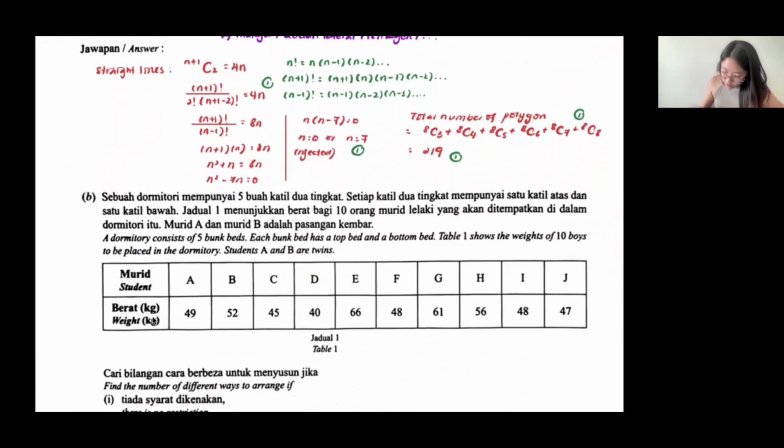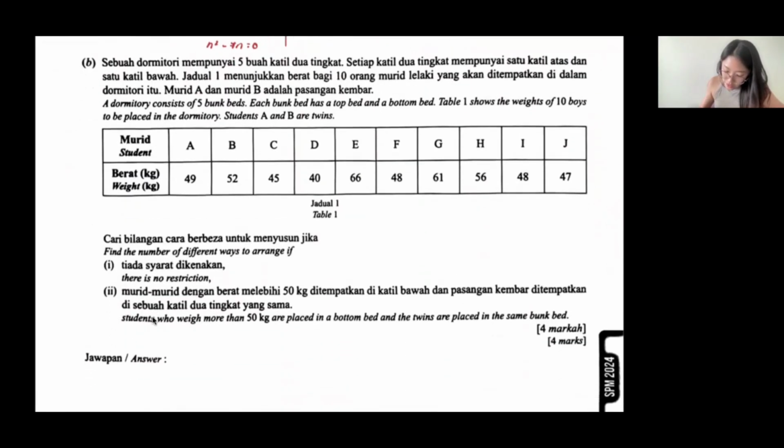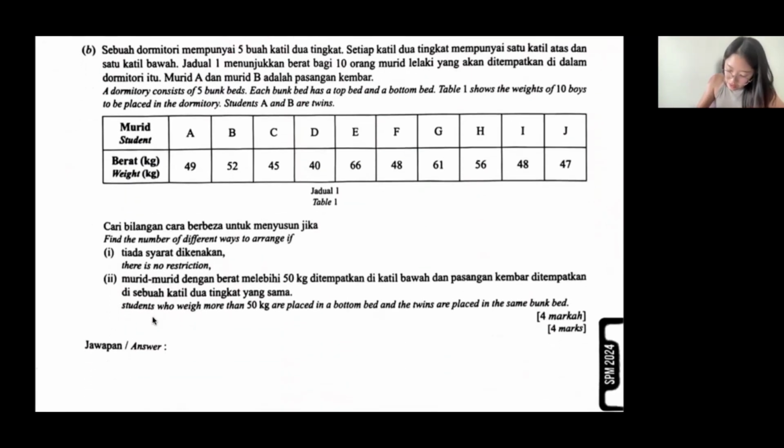Okay, then how about the next one? A dormitory consists of 5 bunk beds. Meaning 1 person at the bottom, 1 person at the top. Each bunk bed has a top bed and a bottom bed, and Table 1 shows the weights of 10 boys to be placed in the dormitory. Students A and B are twins.